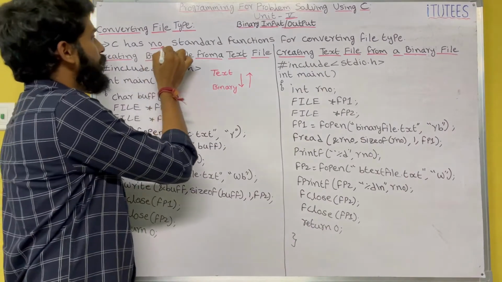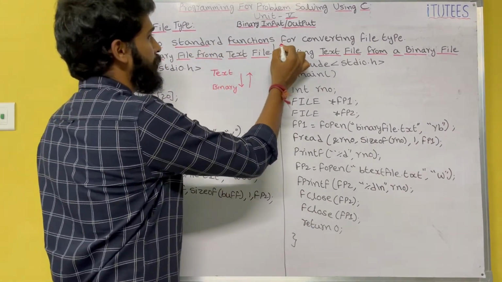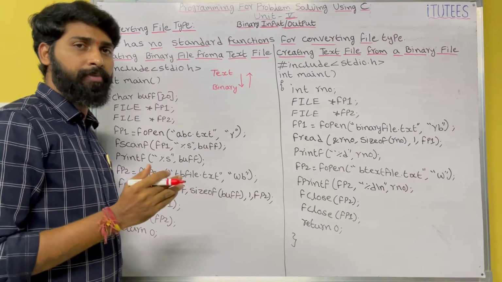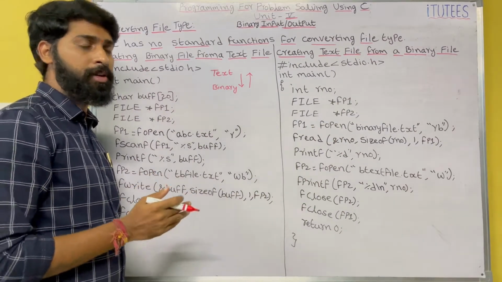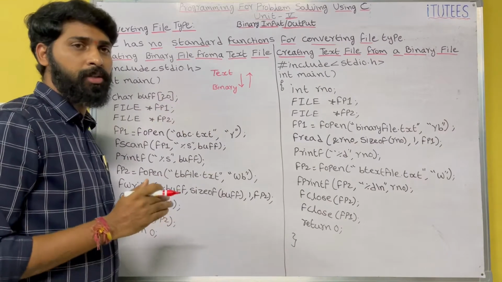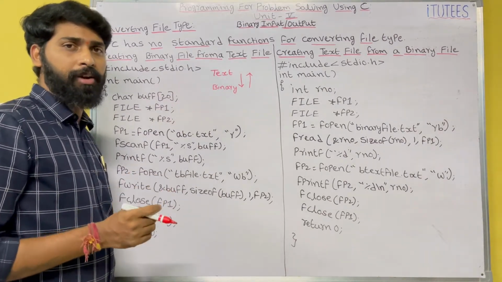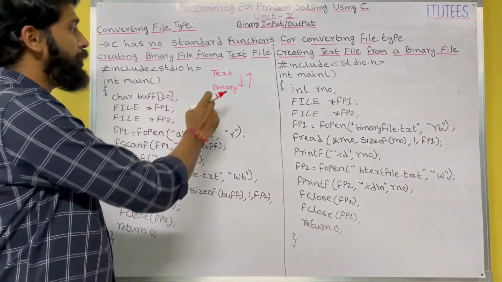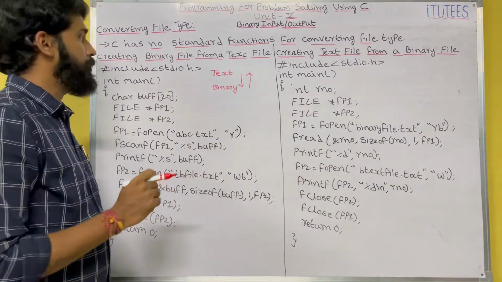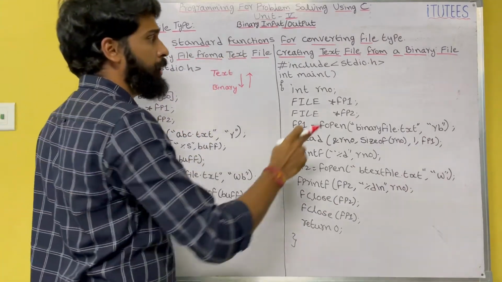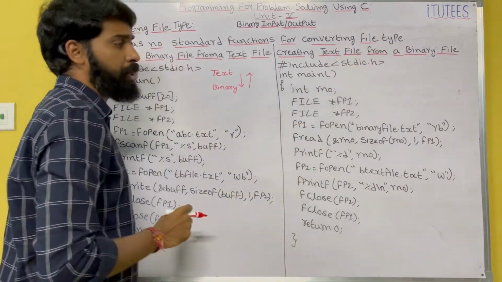C has no standard functions for converting file type. So there are no predefined functions in C to convert file type. So we are going to write programs to convert the files. We have two types of files, and we are going to convert a binary file into a text file or a text file into a binary file.